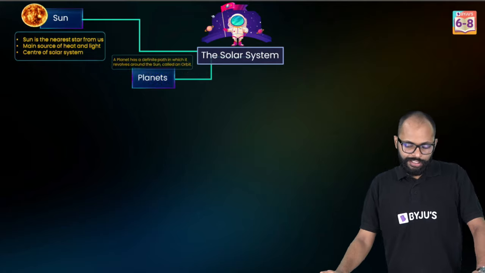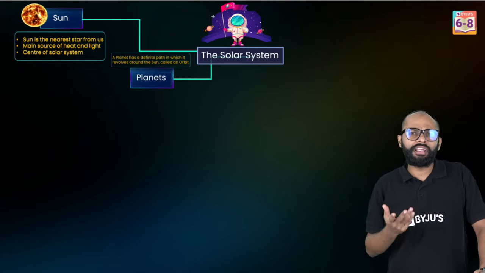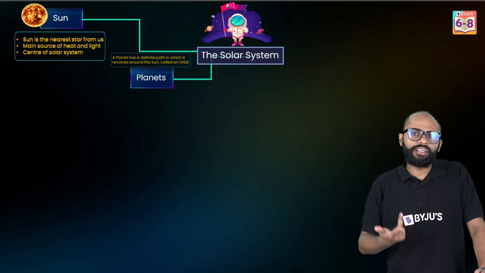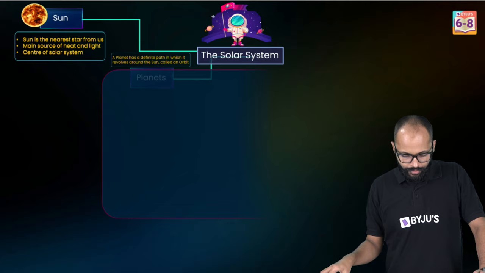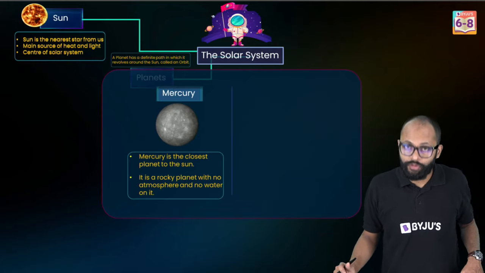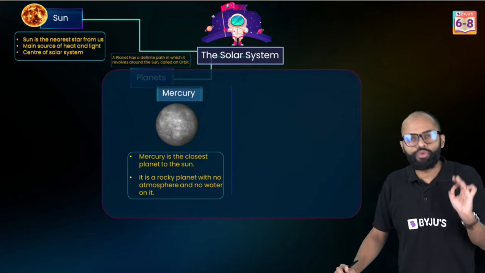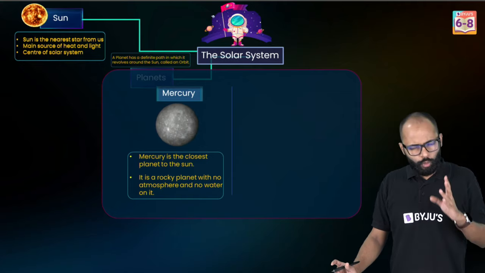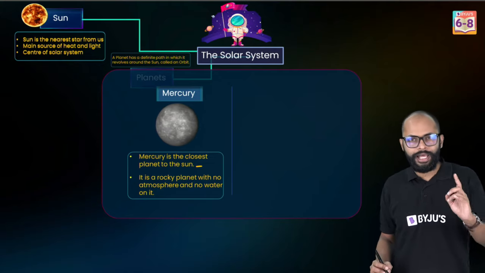Very good. Nice. Now let's discuss the planets one by one. And we all remember it: Mercury, Venus, Earth, Mars, Jupiter. Correct? And the sequence we all know. Alright. So now, Mercury is the first planet. There are some basic points about it which I want you to remember. You will have to remember a little, but it's not difficult. Mercury is the closest planet to the sun.